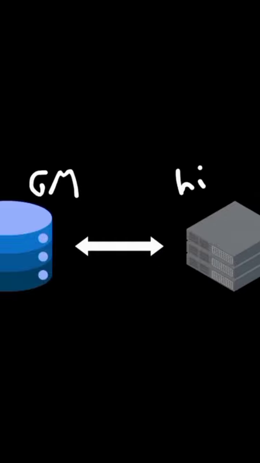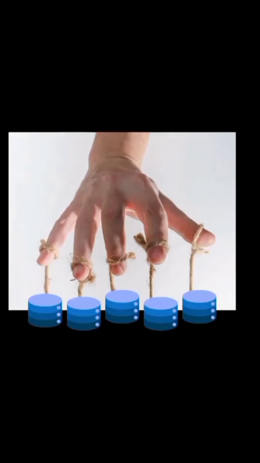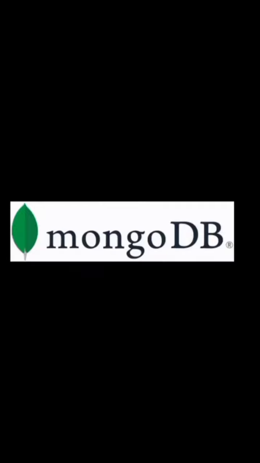When the server needs to retrieve, update, or delete data, it communicates with the database. Databases can be managed using systems like MySQL, PostgreSQL, MongoDB, or others, depending on the needs of the application. The database ensures that all the data is stored securely and can be accessed quickly when needed.